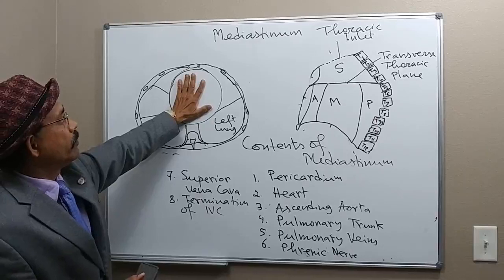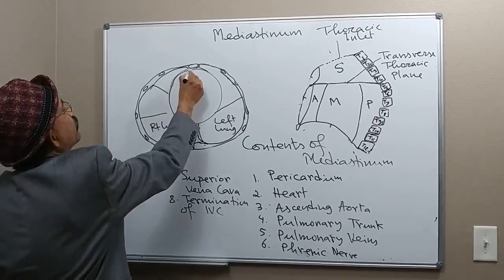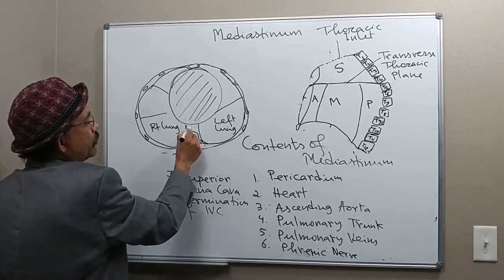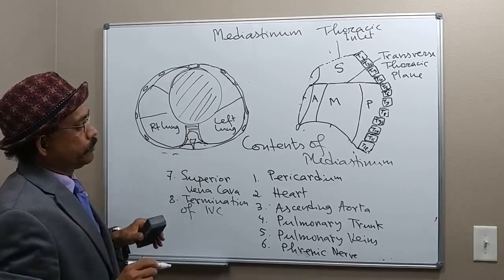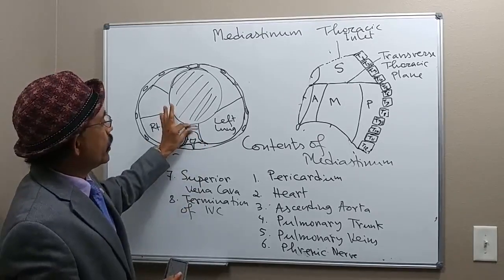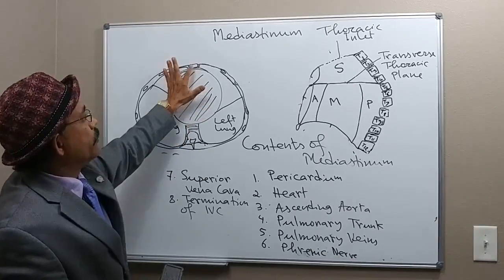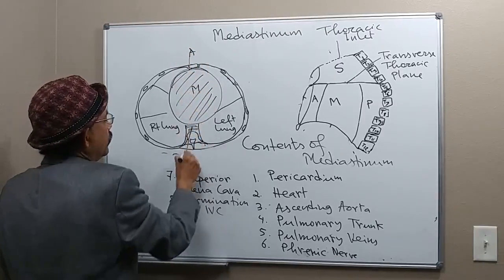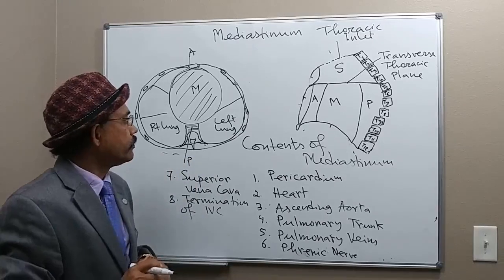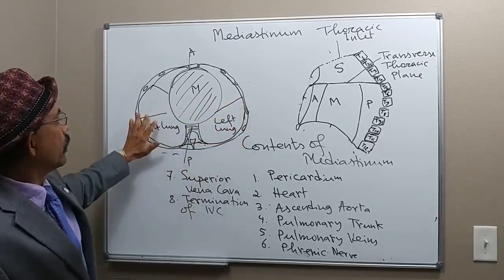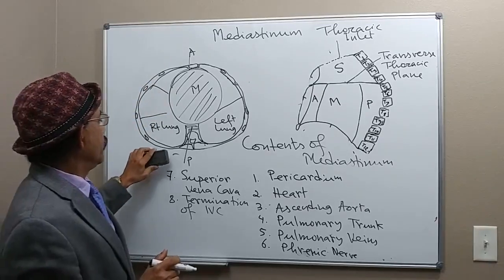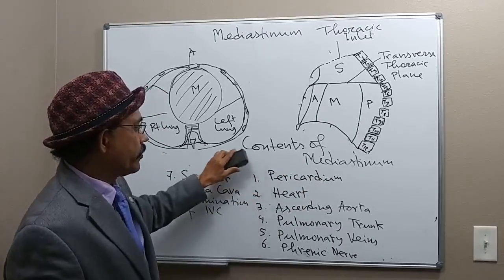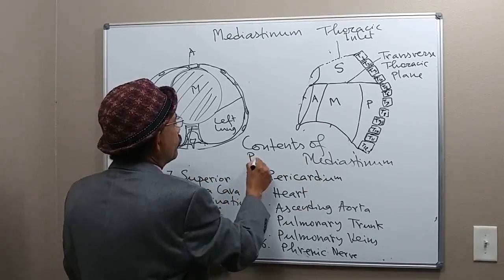So this is the anterior mediastinum, this is the middle mediastinum, and this is the posterior mediastinum. This is the left lung with one fissure, the right lung with two fissures. Okay, we have the contents of the middle mediastinum. We'll go to the contents of the posterior mediastinum.